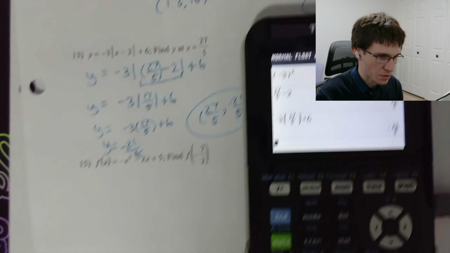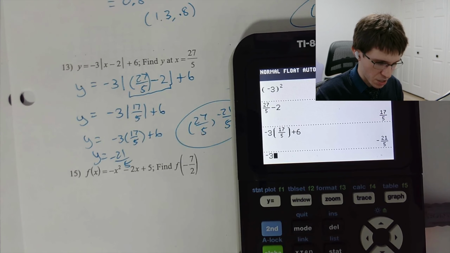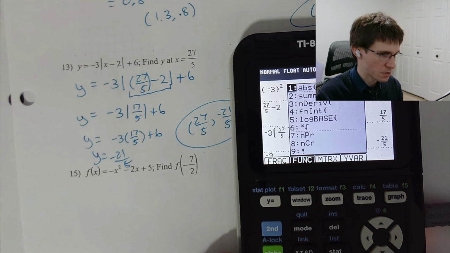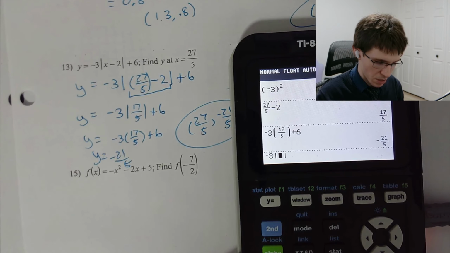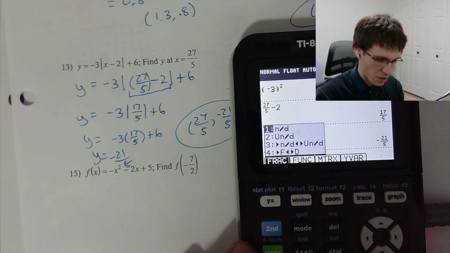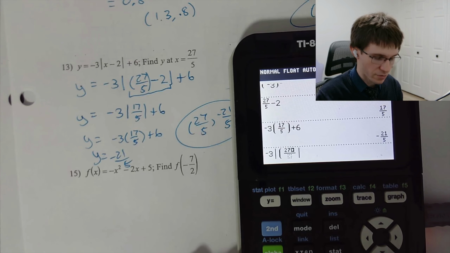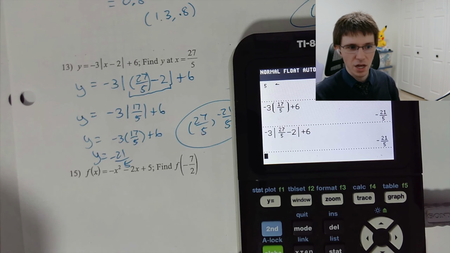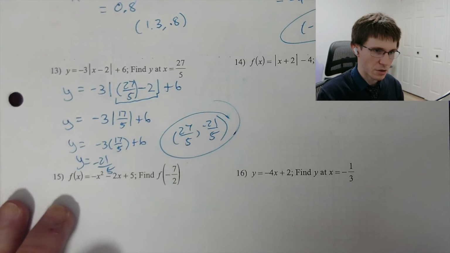To actually type in the entire thing, I'm just going to do it super fast: -3, and then alpha window, get that absolute value going. See if I can type this in quickly. We have our fraction here. We have 27 over 5, end the parentheses, -2, get outside the absolute value, add 6, and sure enough, you get that same answer, -21 over 5, even if you were just doing it all there.